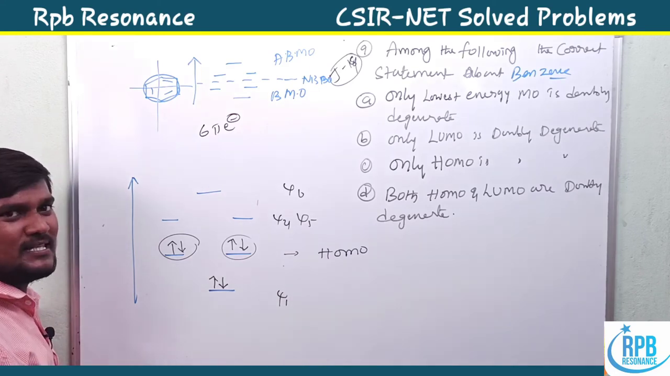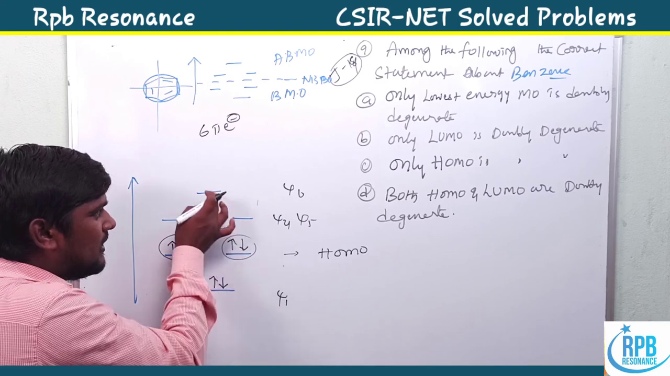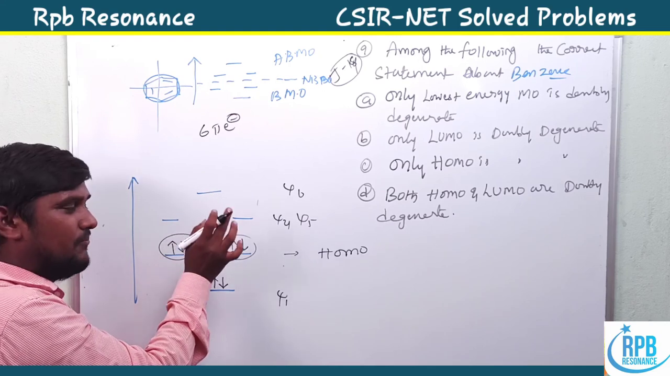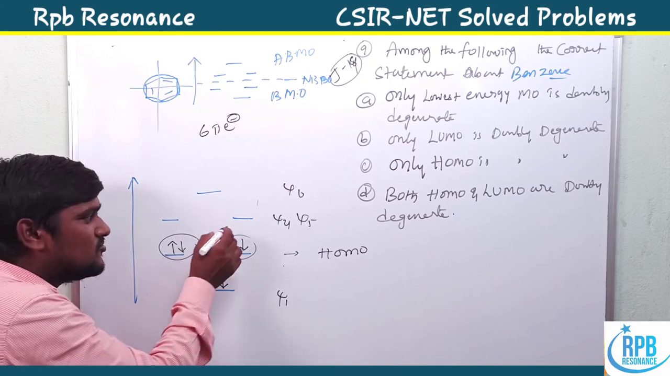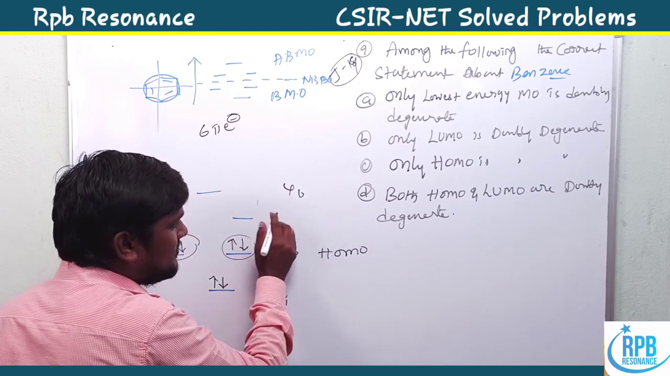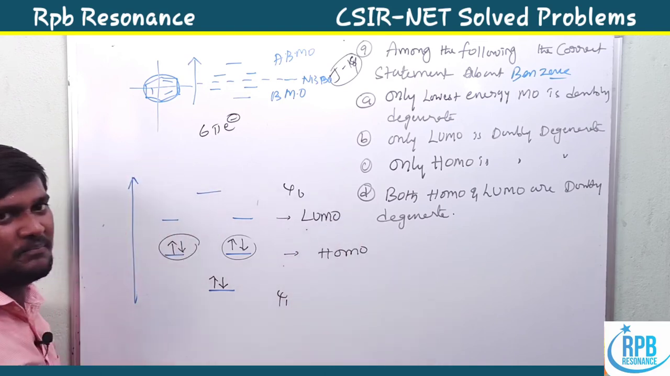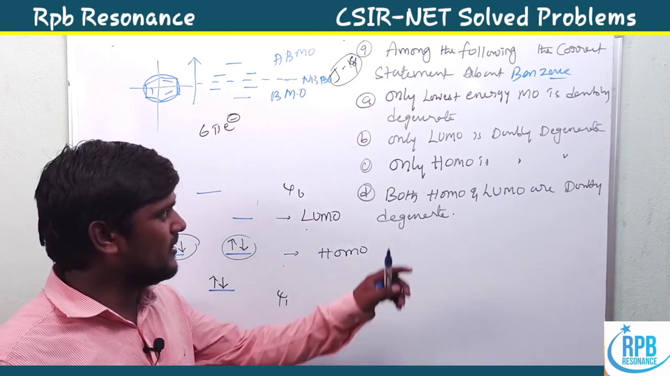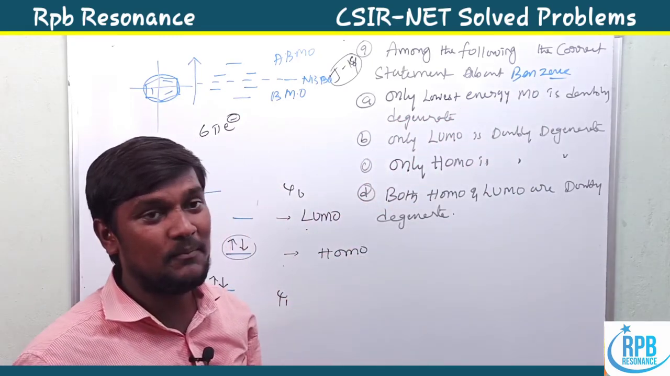Again, LUMO is the lowest unoccupied molecular orbital, which is empty. These are the empty orbitals. Among these two, which has the lowest energy? These only have the lowest energy among the empty ones, so this is simply the LUMO. Now, according to the options, we need to look at degeneracy.